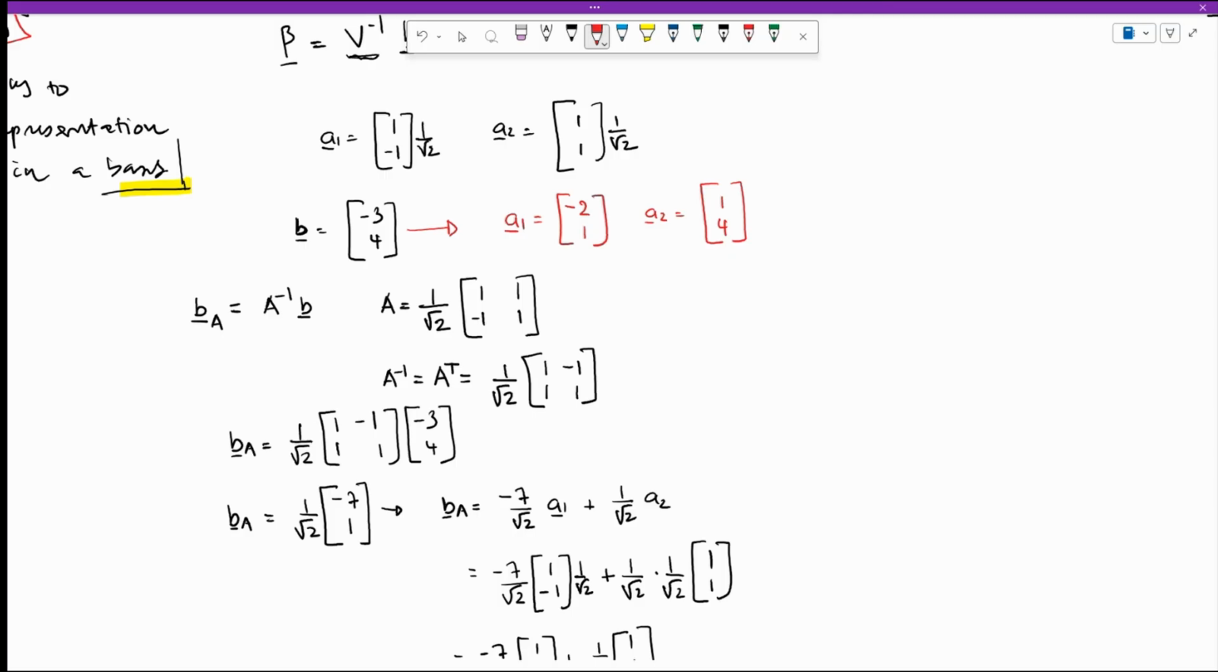No, there is no alpha that will satisfy this, where minus 2 alpha is 1 and alpha equals 4. So that means they are linearly independent. They're not linearly dependent. That means this A1 and A2 does form a basis.